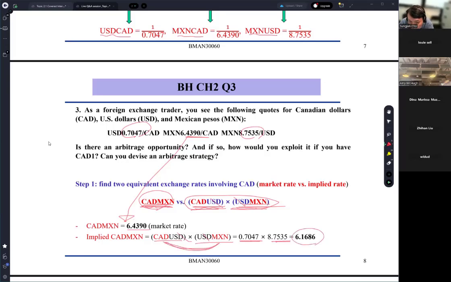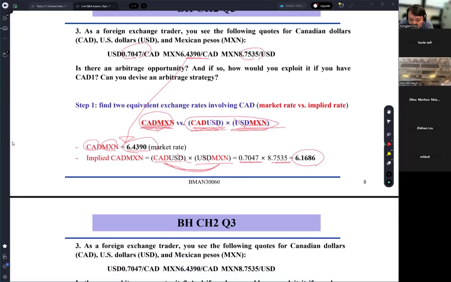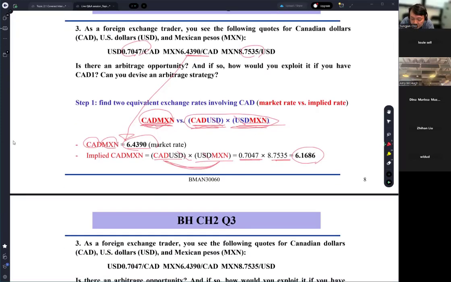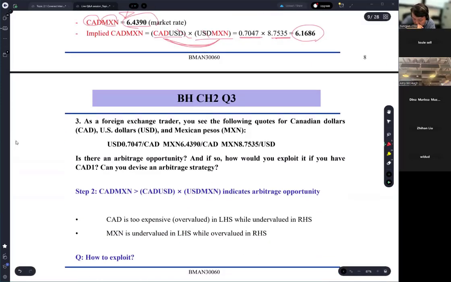The number is this one. So what we just found out is there are two prices for one transaction. What is that transaction? Exchanging CAD for MXN. We have two different prices, so we have an arbitrage situation. Two different prices for the same transaction, you have an arbitrage case. Now, given these two numbers, I'm going to write down the number here, 6.4390. This one.